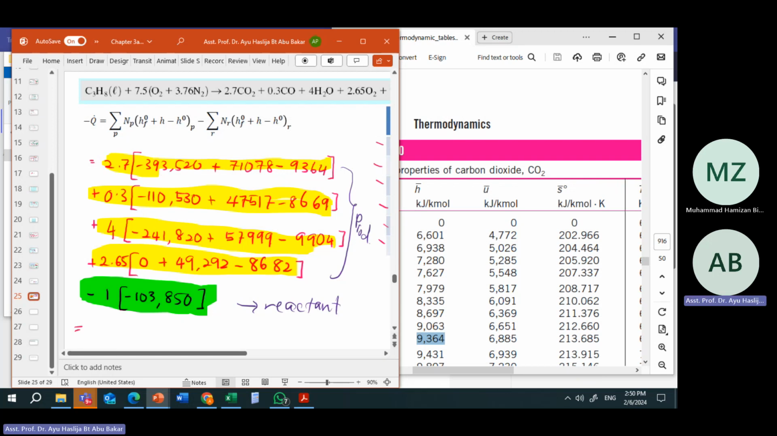Ini kalau dalam industri mesti pakai Excel ya. Tapi ini ada software lah, kan. Dia dah ada software. Input the value je. But still you need to know the fundamental lah.